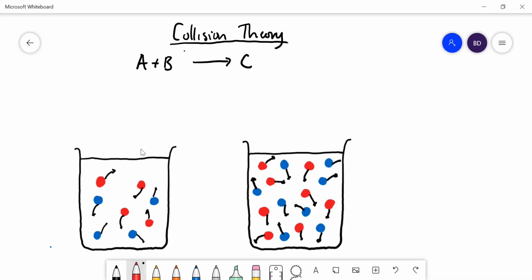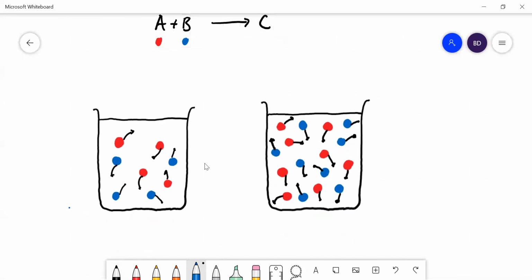So I'll draw the particles of A as red dots, and the particles of B as blue dots, and they've got to bump into each other before they can possibly react. Let's think about this beaker on the left. Here we've got a low concentration of both the red and the blue, and I've drawn little ticks on them to show that they're flying around constantly in a random way. What I haven't drawn are the water or solvent molecules, because that would make it look confusing. But you can see in order for them to react, they've got to collide with each other.